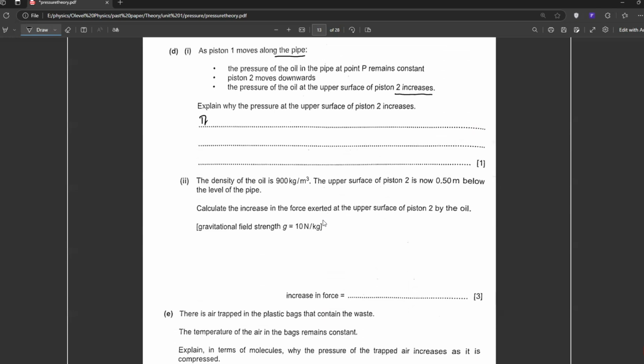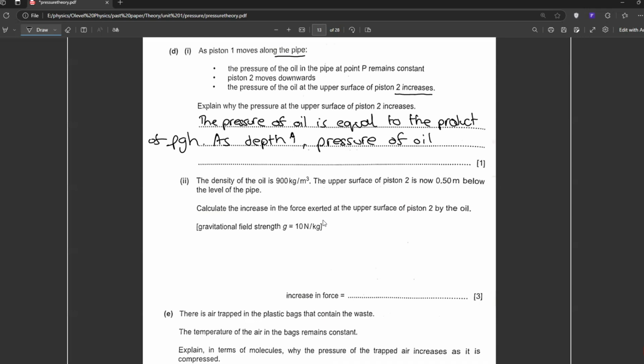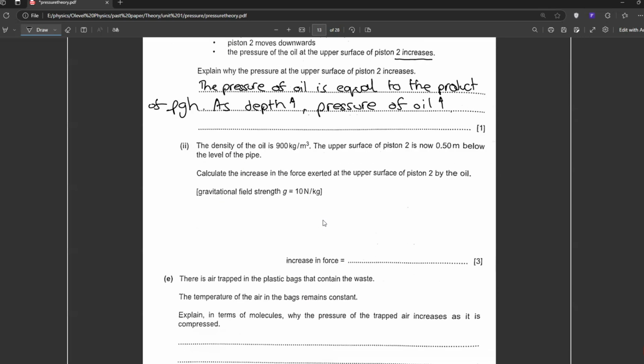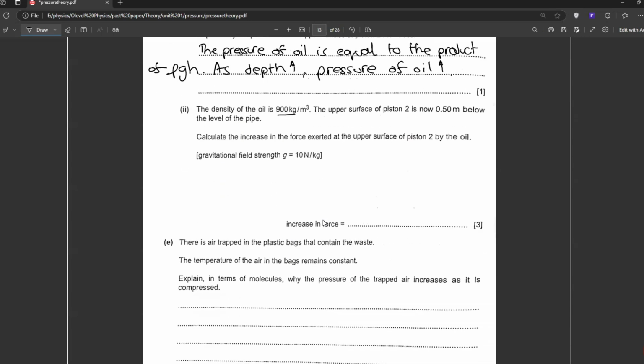Very easy. The pressure of oil is equal to the product of density, g and depth. As depth increases, your pressure of oil increases. Simple. Let's move on to part 2. The density of the oil is this. The upper surface of the piston is now at a depth of this. Calculate the increase in force exerted at the upper surface of piston 2 by the oil.